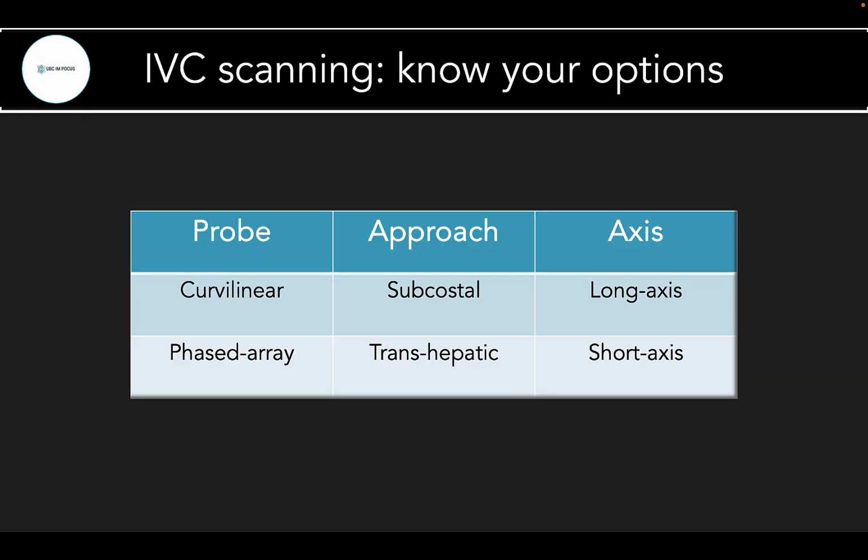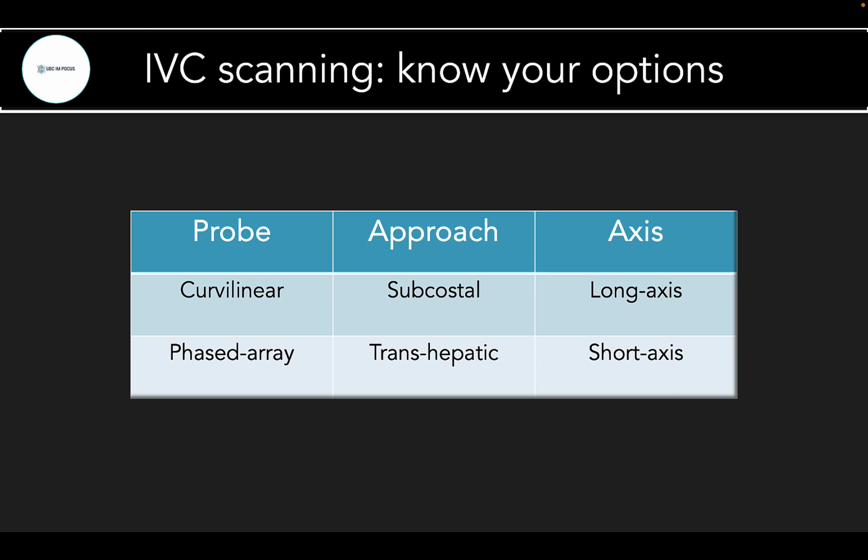As I mentioned, we have options when scanning the IVC, and it's actually really helpful to be familiar with several approaches, as different patients may have different windows that are more accessible. So essentially here, you're going to pick one from each column. You can use your phased array or your curvilinear probe. You can approach from either a subcostal or a transhepatic, sometimes called a coronal or rescue approach. And you can scan in either the long or the short axis. And in fact, we highly encourage you to do both.